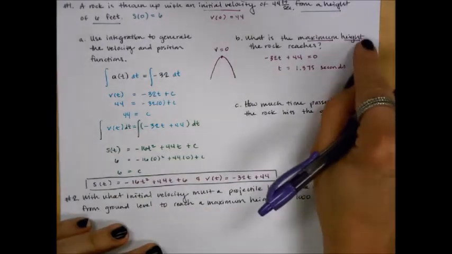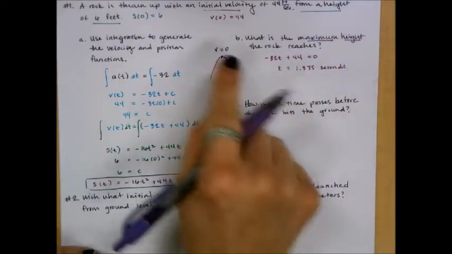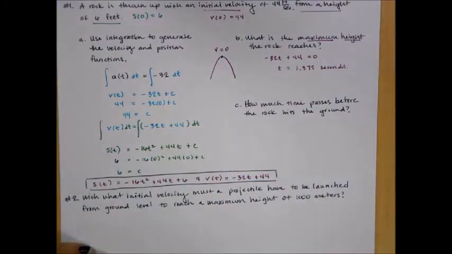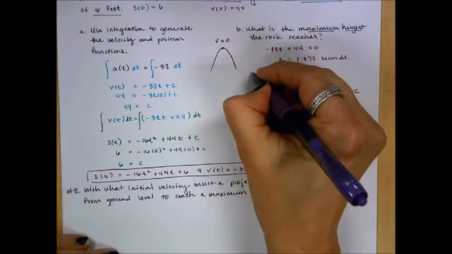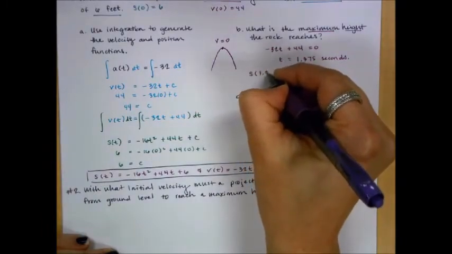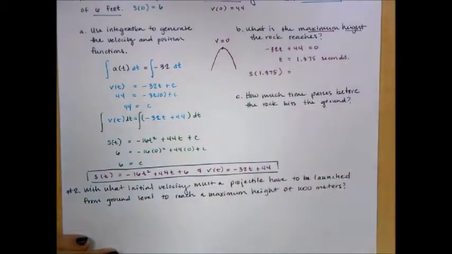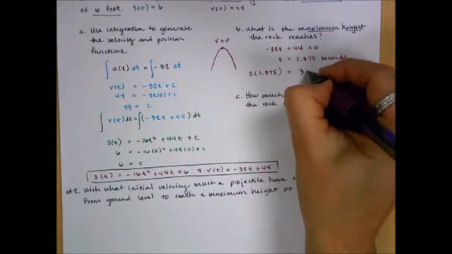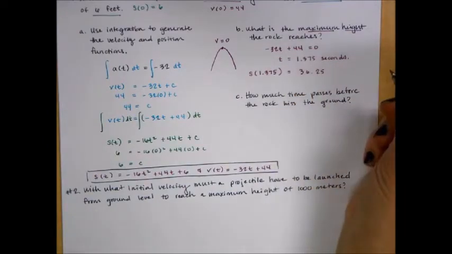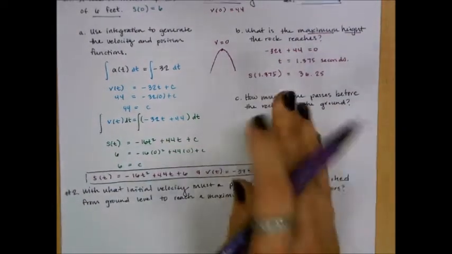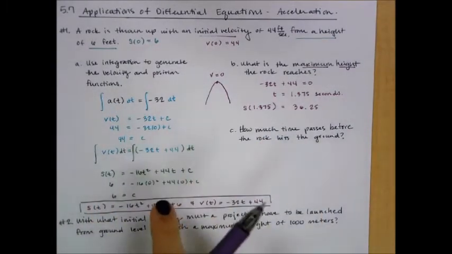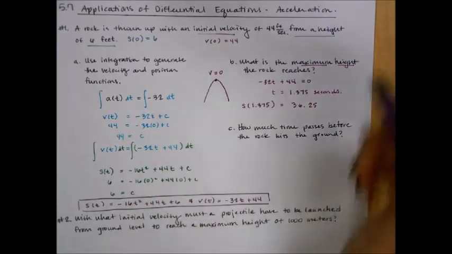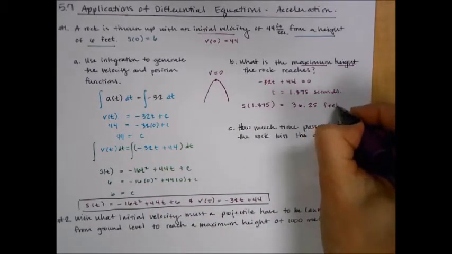So that's not the answer to the question, what is the maximum height? We'd like to know at this time, what is the height of the rock? So we're going to take this time and plug it into our position function S. So S of 1.375. You'll use your calculators to plug that in, and you'll come up with 36.25. And for our answer, remember that acceleration is feet per second squared, velocity is feet per second, position is feet. So that is the height here.